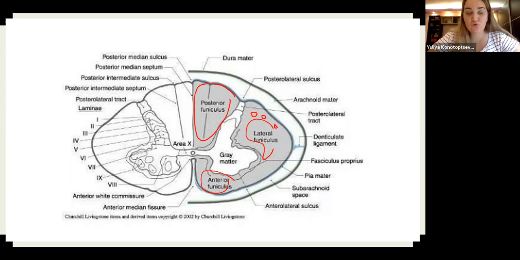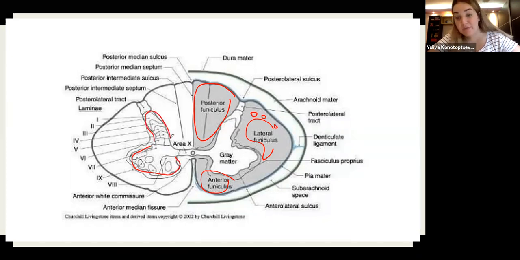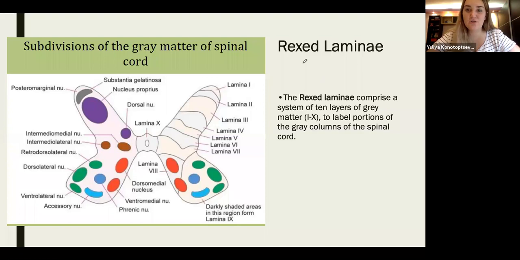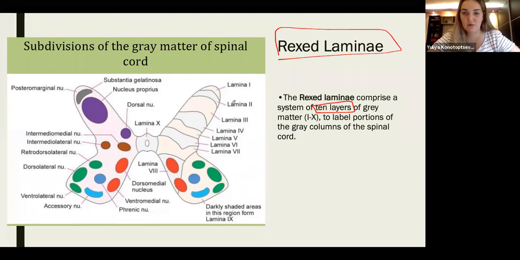Gray matter is also going to be organized, right? We can see that this is the anterior horn. This is the posterior horn. And in some cases, we will also have a lateral horn. It's not everywhere, but it is present in parts of the spinal cord. The gray matter is organized into the Rexed laminae. Rexed laminae consist of 10 layers.